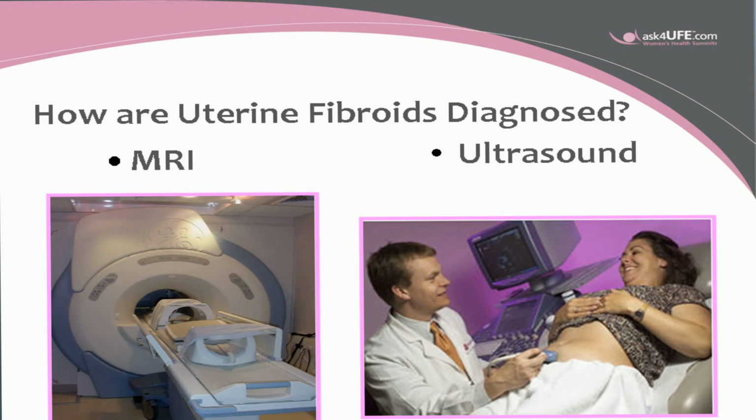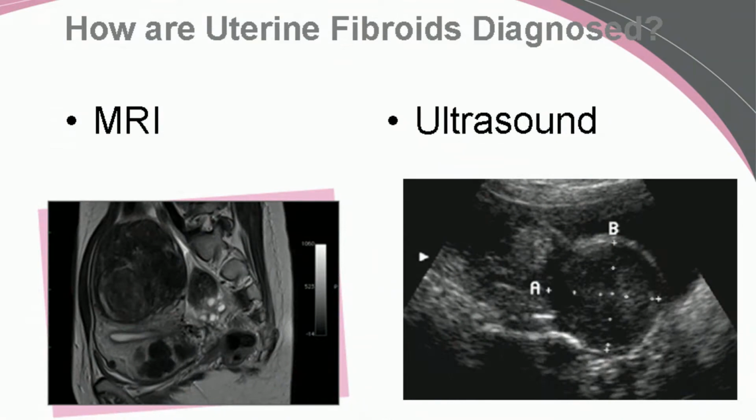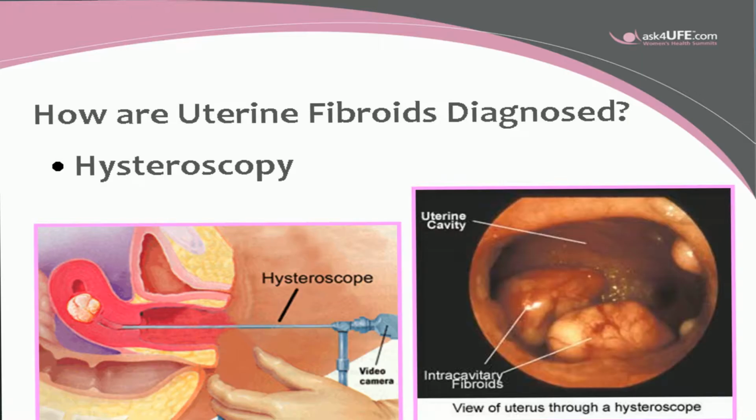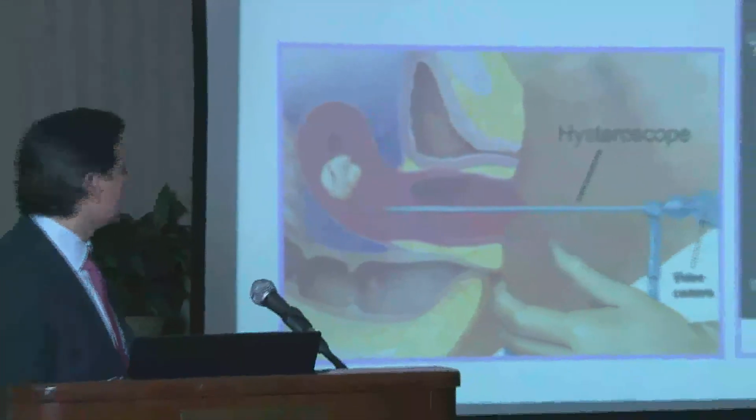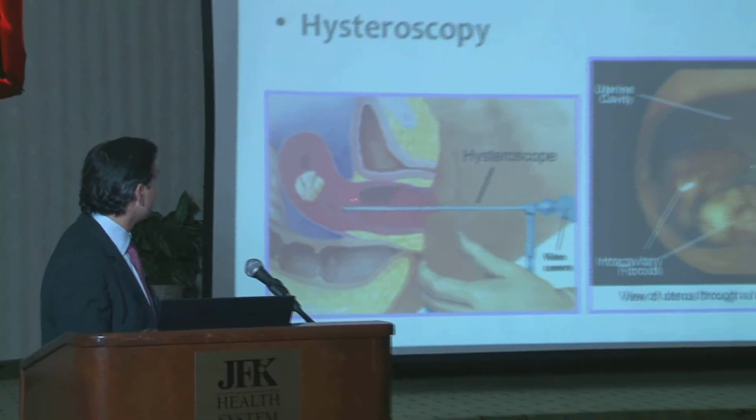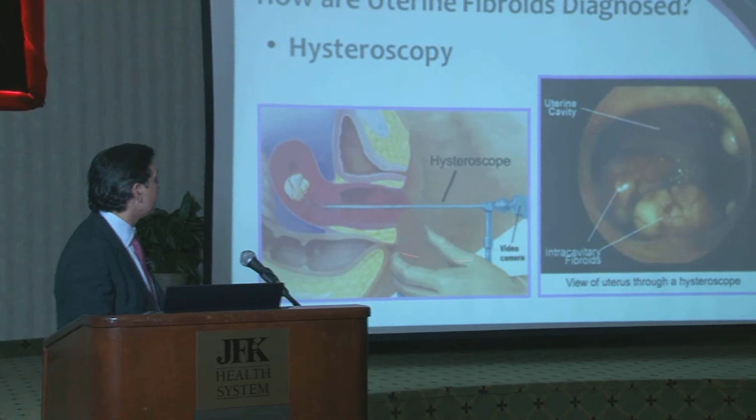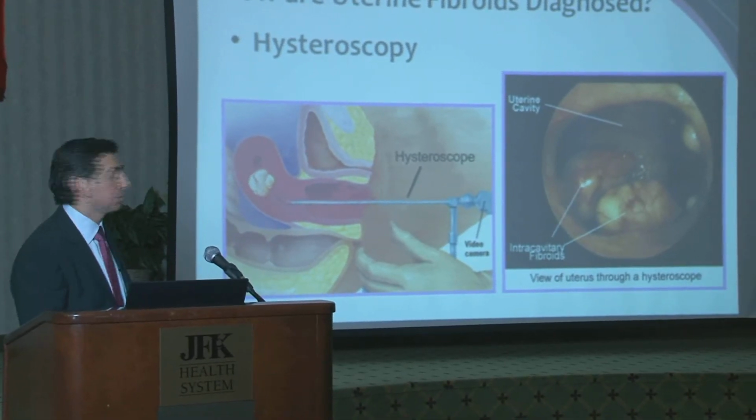Here we see an MRI machine, and this is an ultrasound machine. Most people know ultrasound from their pregnancy. It's the same type of study. And these are images from an MRI. This is the large anterior fibroid right here, this dark area. And on the ultrasound, it's a grayish area right here. Fibroids can also be diagnosed with something called hysteroscopy, which is done by the gynecologist. This is when the gynecologist puts a scope through the vagina and can visualize any of the submucosal fibroids directly.